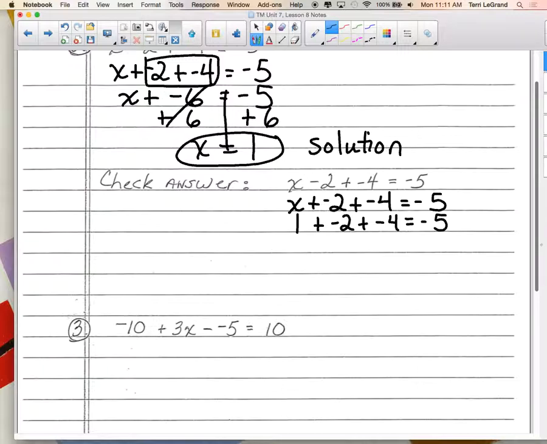So it's all addition on that left side, isn't it? So let's just start right away at the left. What's 1 plus negative 2? Negative 1. And now we'll add these guys together. What's negative 1 plus negative 4? Negative 5. We end up with negative 5 equals negative 5. True or false? True. Checks.